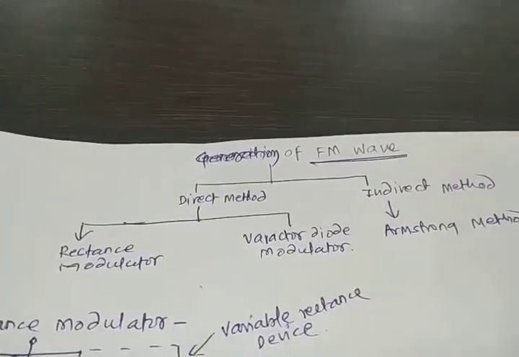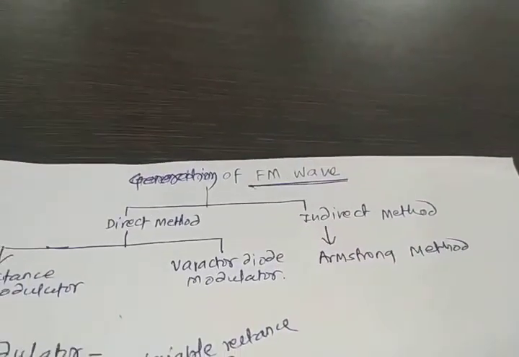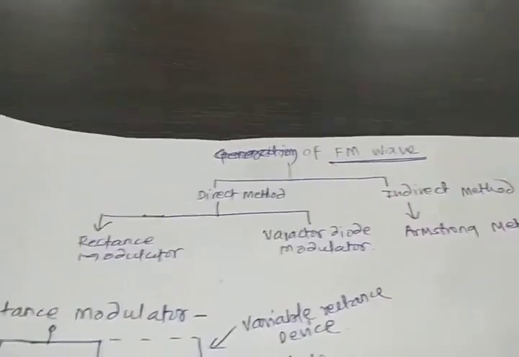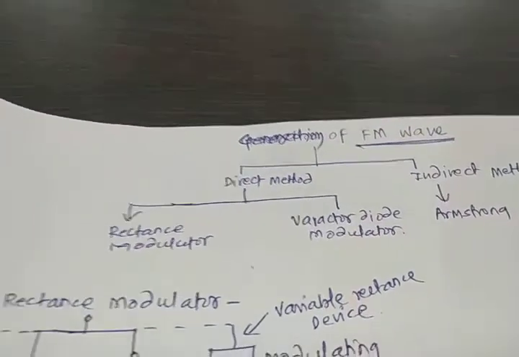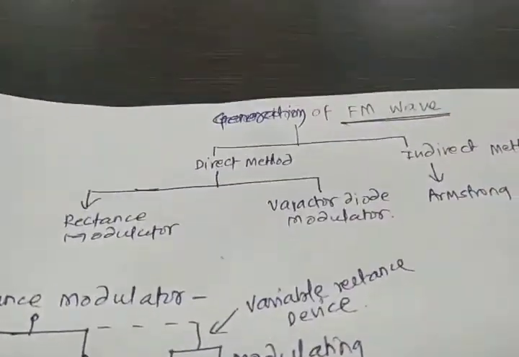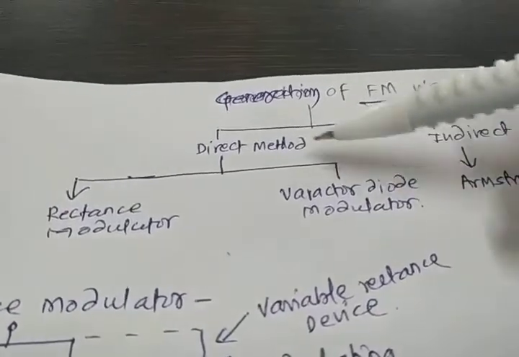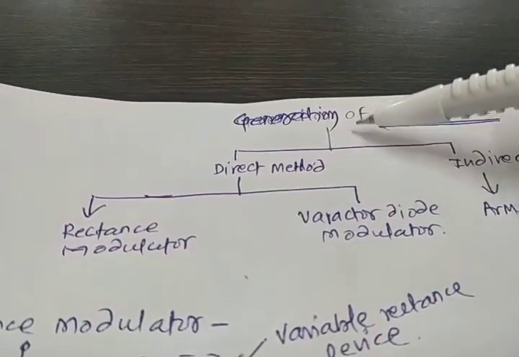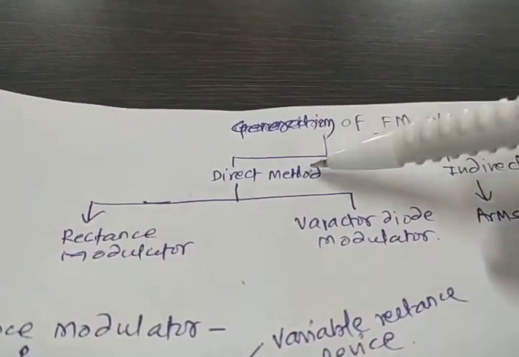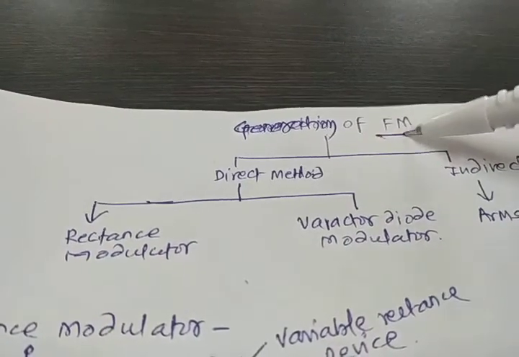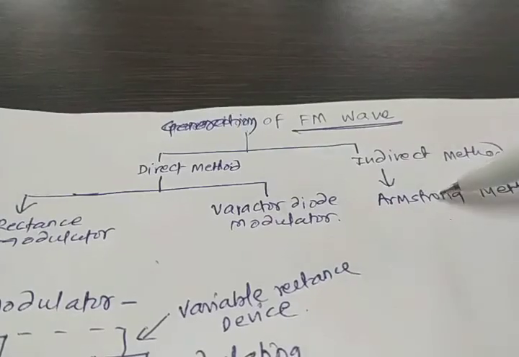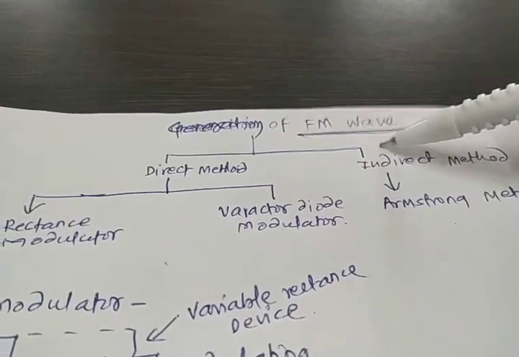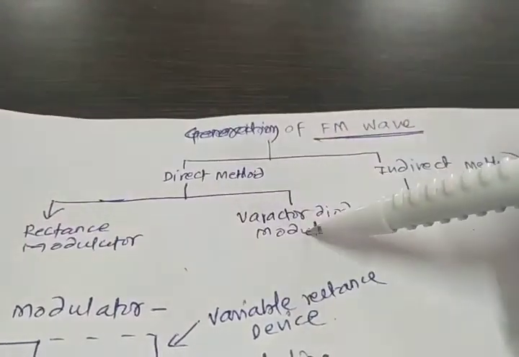One is the direct method, and the other is the indirect method. In the direct method, we observe two types. By using this direct method, we can generate the frequency modulated signal, and by using this indirect method, we can also generate the FM signal. But the direct method has two types.